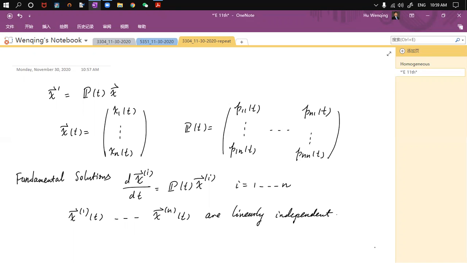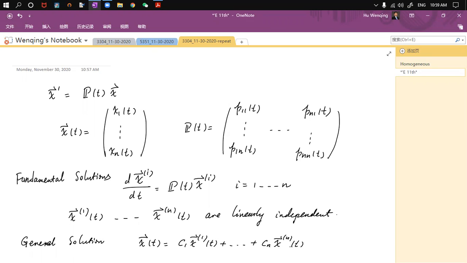Once you have the fundamental solutions, the general solution of this homogeneous problem can be written as x of t is equal to c1 x1 of t plus up to cn xn of t. So they are linear combinations of the fundamental solutions. Is that good for everybody?